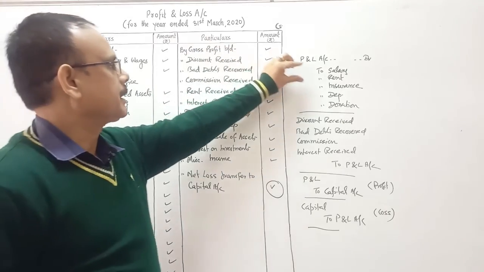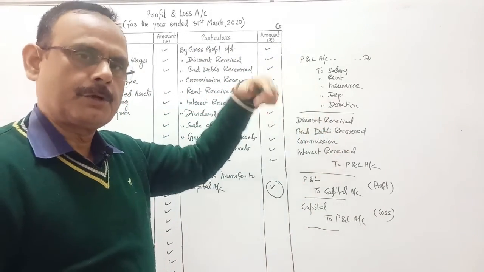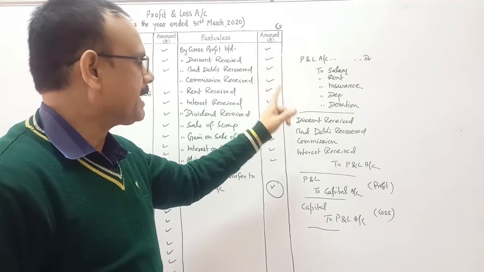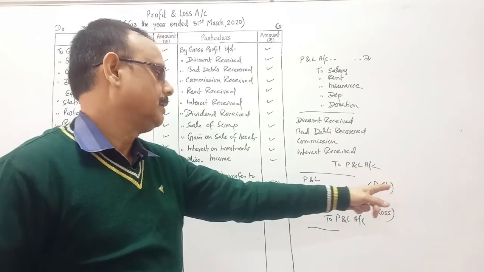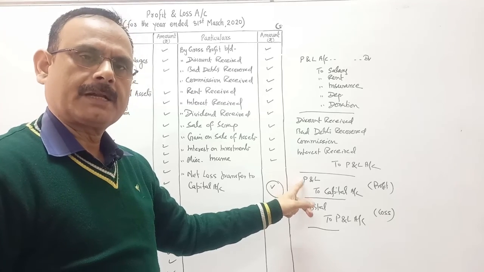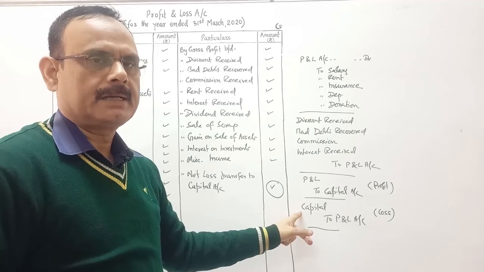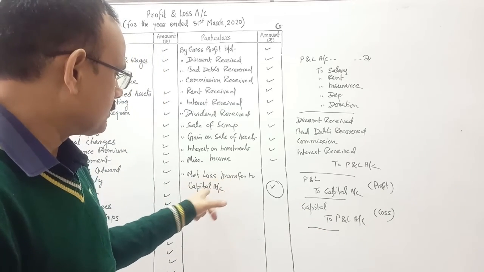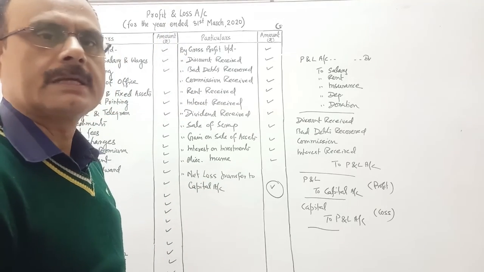In profit and loss account, all indirect expenses and losses will be closed by transferring the balance to profit and loss. All indirect incomes and gains will be debited and transferred to profit and loss. Net profit will be transferred to capital account, profit and loss to capital, and net loss will also be transferred to capital account. So capital account debit to profit and loss account.